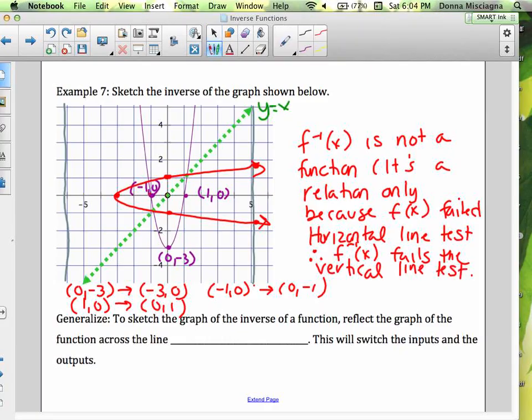All right, so to sketch the graph of the inverse of a function, reflect the graph of the function across the line y equals x. This will switch the inputs and the outputs, and that's how you graph. Some functions are easier to graph than others. All right? Parabolas, not too bad.